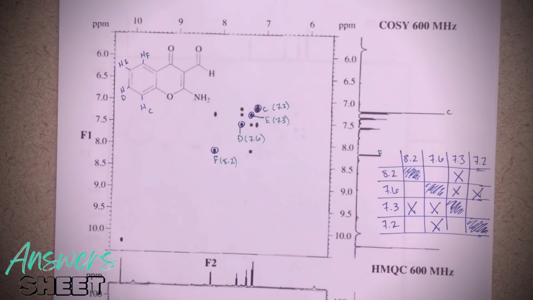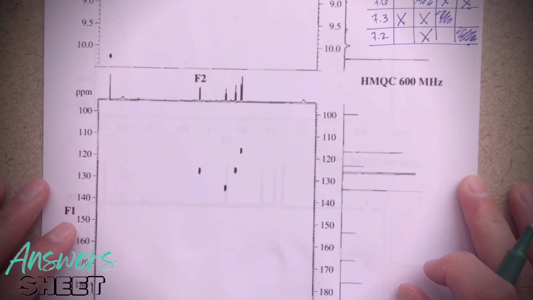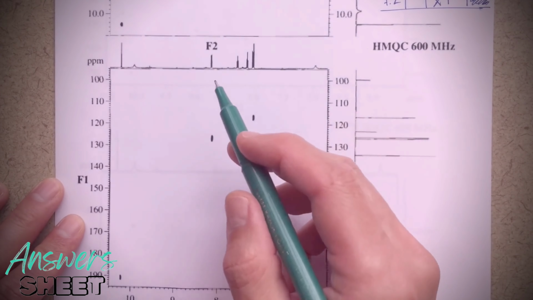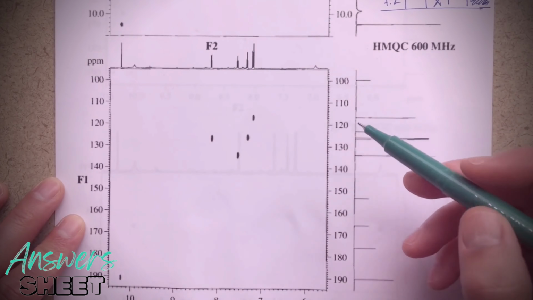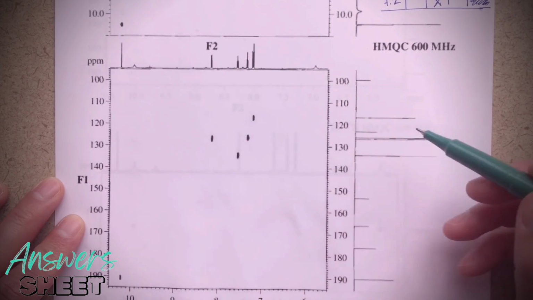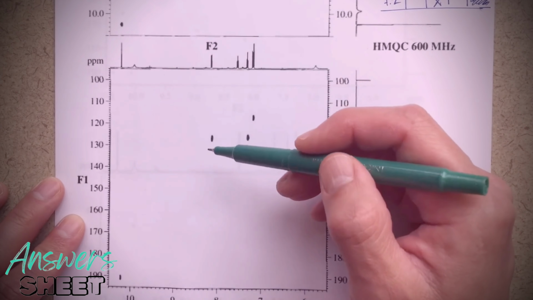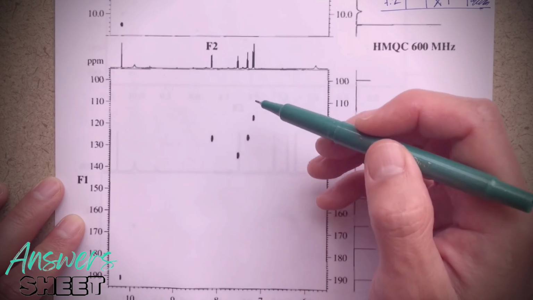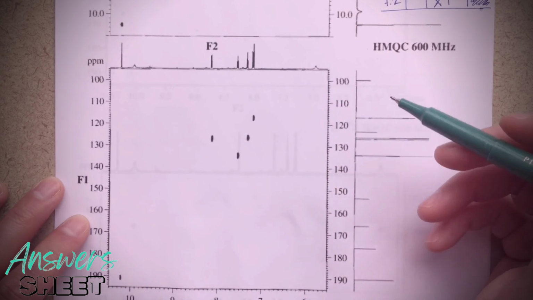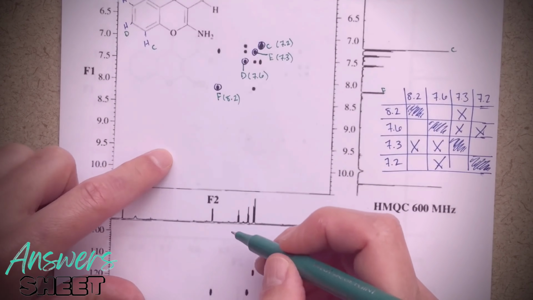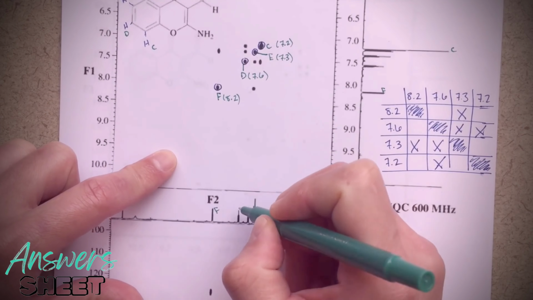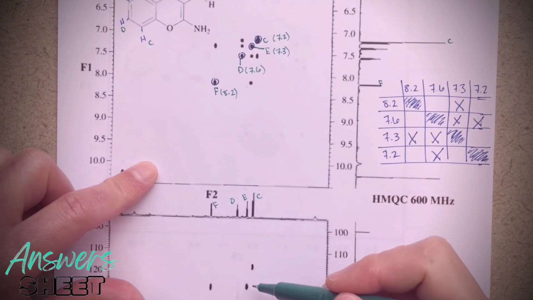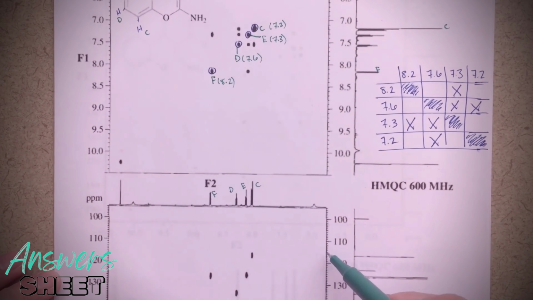All right, next is the HMQC. Now the HMQC is going to correlate our protons to our carbons. So when we see these correlation peaks, that tells you this proton, whichever proton this is, correlates to this carbon signal. So from up above, we said that this one is F, this one's D, this one's E, and this one's C. And then I can draw those correlations to my carbon NMR.